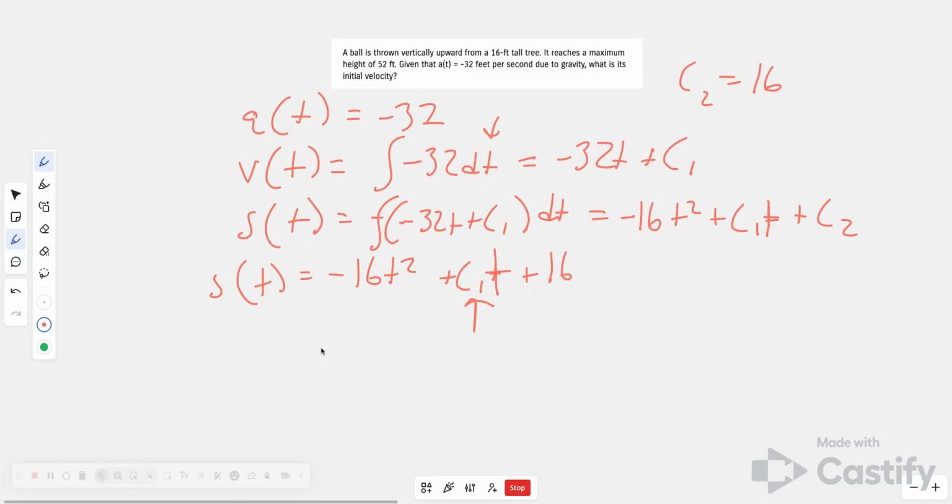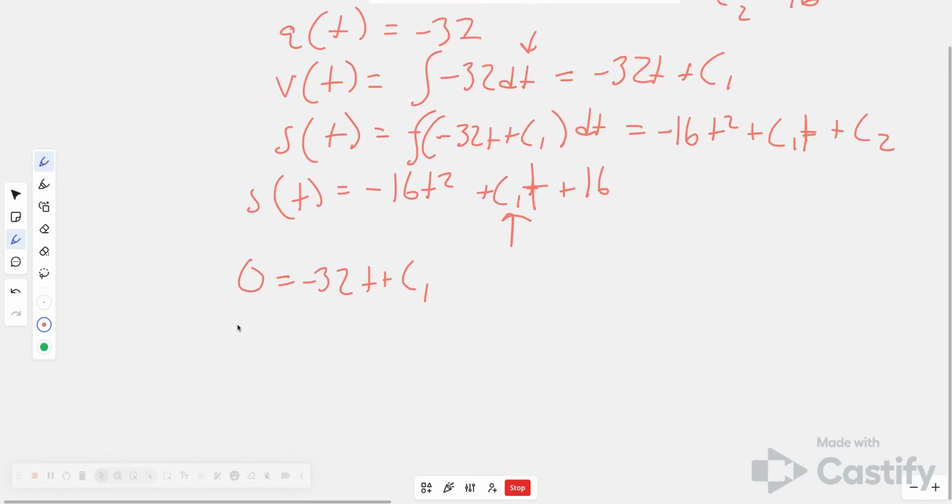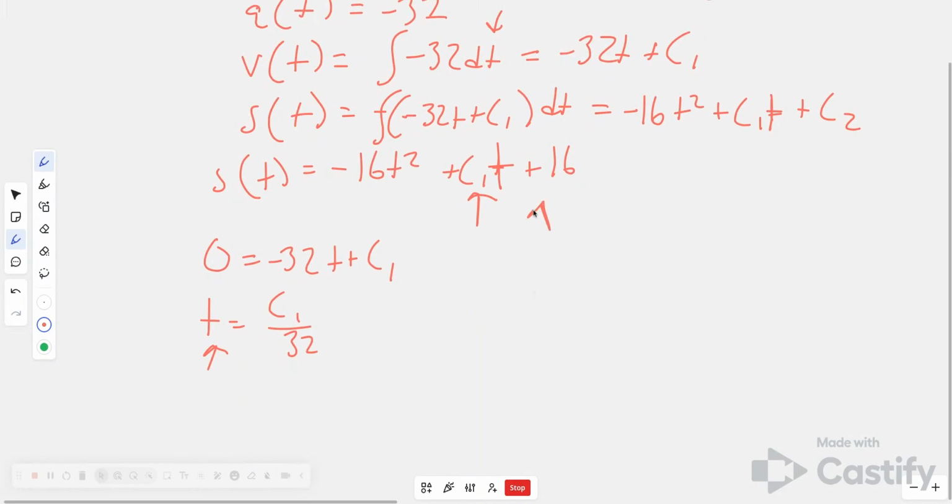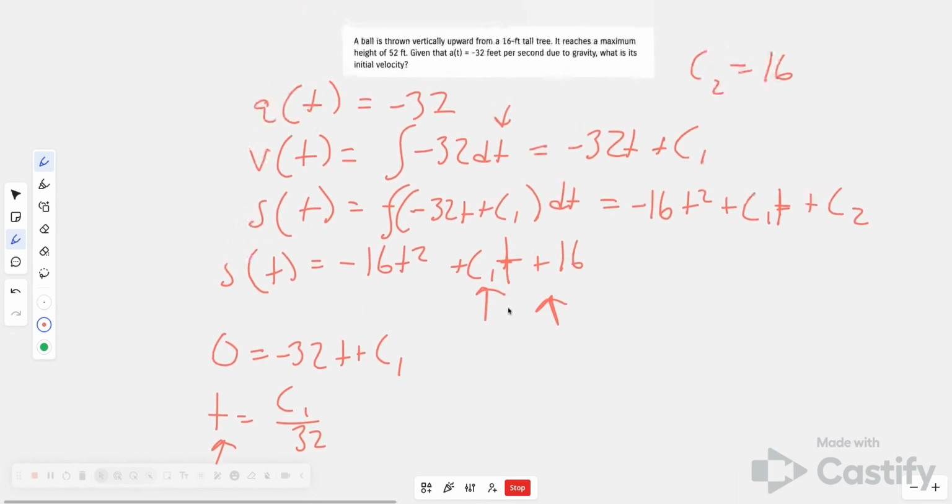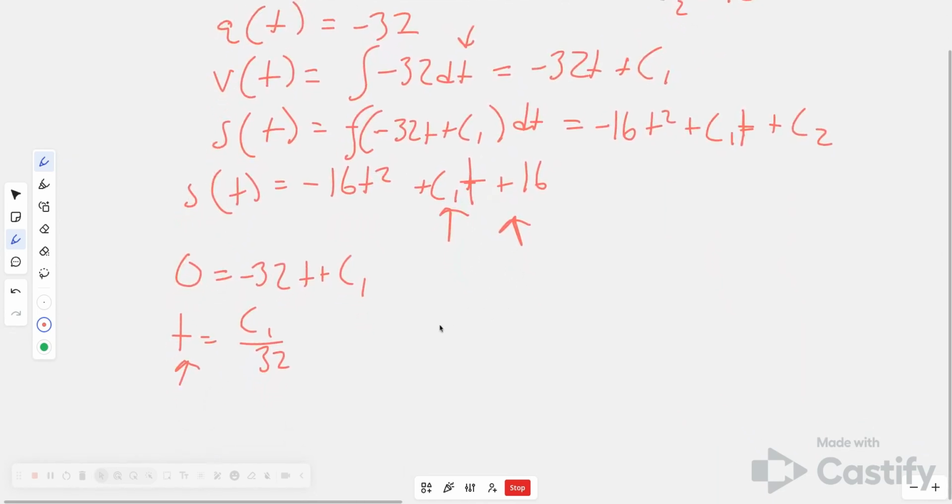So it reaches a maximum height of 52 feet. So if it reaches a maximum height, that means the velocity is going to be equal to 0, right? So the time at which the velocity is equal to 0 can be represented by this equation if we rearrange the variables. So now t is equal to c1 over 32. And this is the time when the ball reaches its maximum height. So we can plug this into s of t, this equation over here, and then set that equal to 52 because that's what the maximum height is, and we can solve for c1.